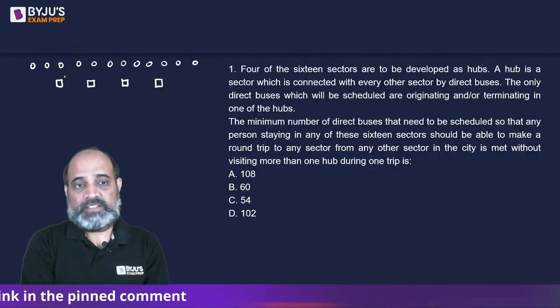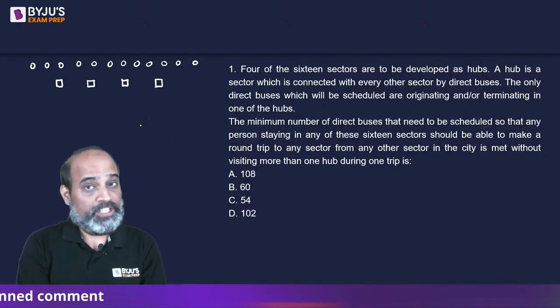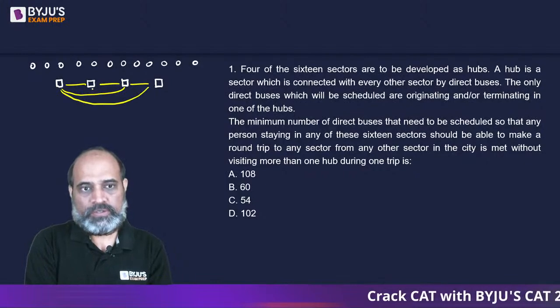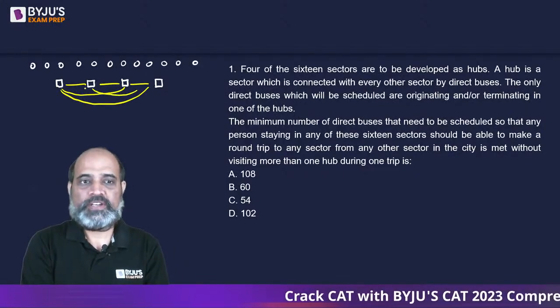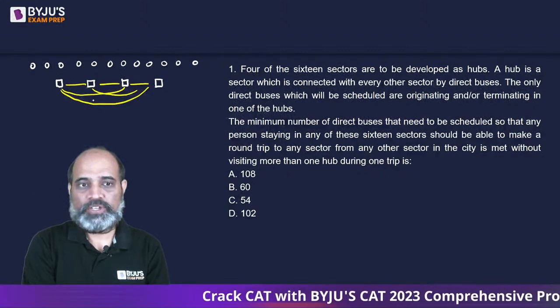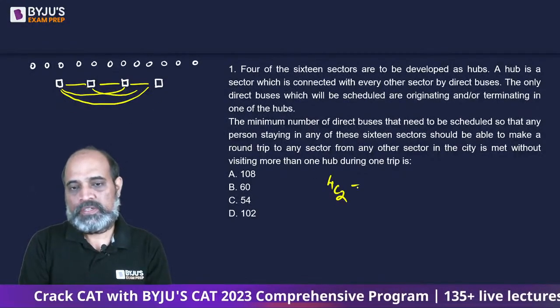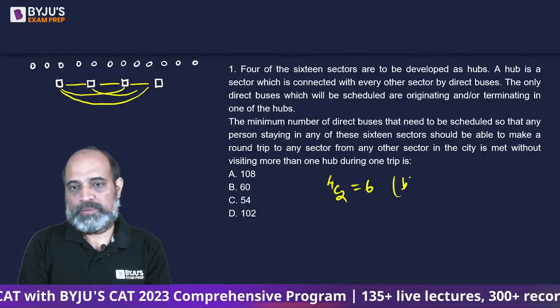Now, these 4 hubs are connected to each other. So the number of connections we are going to have is going to be 6, right? 1, 2, 3, 4, 5, 6, which can be calculated as 4C2. So this is between hubs.